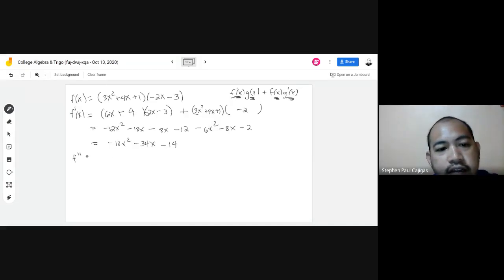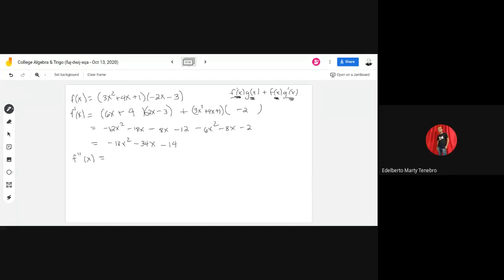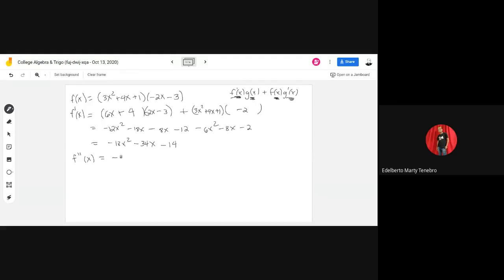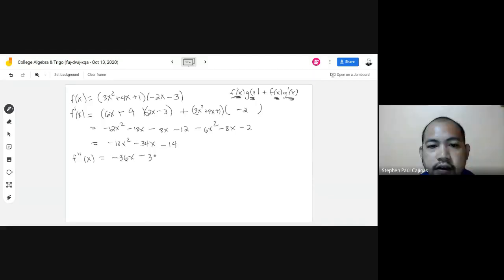Sige, second derivative. Mas rusayo na yan na pagkuha second derivative kay magamit na lahan addition subtraction rule. Sige, hinot ma-answer na second derivative. Tenebro. Negative 36x minus 34. Okay. So, that is the second derivative.